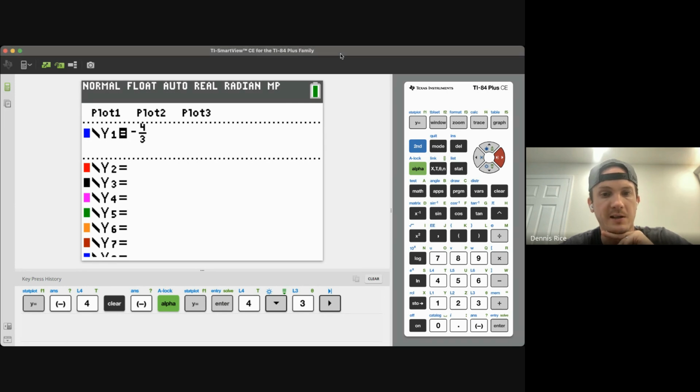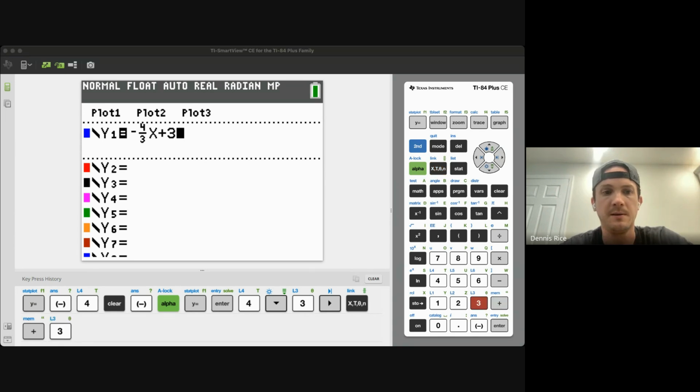Now we want the variable x. X is right next to alpha, so just hit that once. What was the rest of our equation? Plus 3, so I'm just going to type plus 3. I'll pause here for a moment. Did anyone have any issues with typing it in so it looks like that? No issues?